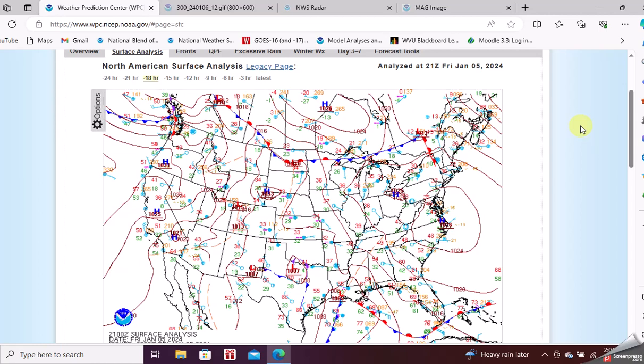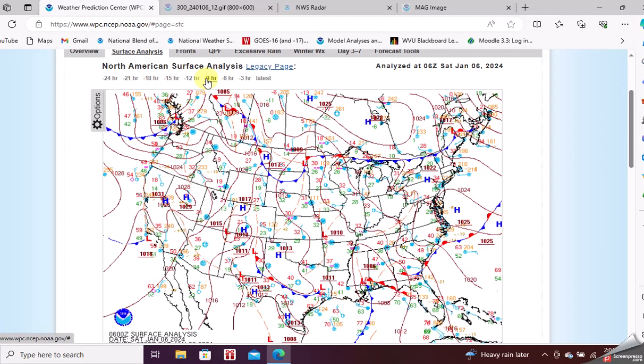So how does this change? Well, if I evolve it 9 hours, move it from 18 hours ago to 9 hours ago, I now have a warm front or a stationary front right along the east coast. Stationary means that the front's not really moving. There's a contrast in air masses, but it's not going anywhere. And I have a warm front moving into the state of Florida.